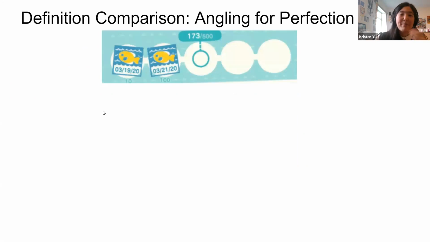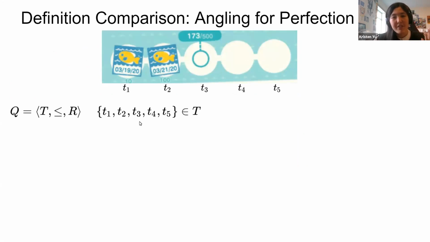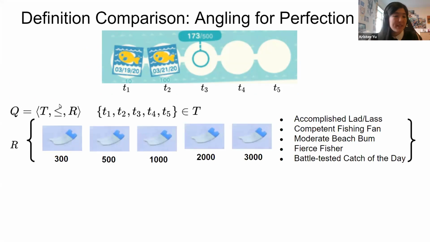Now I want to apply my proposed quest definition to the same quest. So we are going to assign a task T to each of the objectives in the Angling for Perfection quest, and then we can also restrict the ordering to be that T1 has to be completed before T2, which has to be completed before T3, which has to be completed before T4, which has to be completed before T5. This is going to be the set of rewards for the entire quest, which includes all of the Nook Miles ticket amounts as well as all of the passport title amounts.